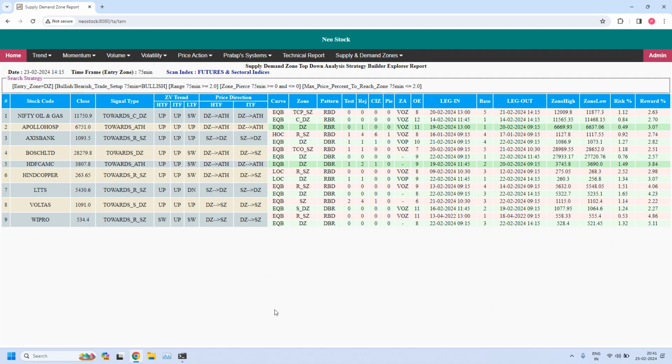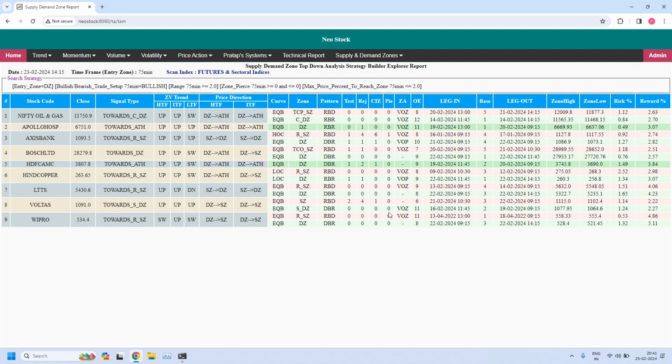Let us filter. Now 9 stocks are filtered which are near 2% to the zone, the 75 minutes demand zone. Now you can look into this list. But how many are moving towards the demand zone? Nifty Oil and Gas, this is an index moving towards the high liquidity demand zone. Even Bosch Limited is also moving towards the demand zone. Voltas is also moving towards the demand zone.